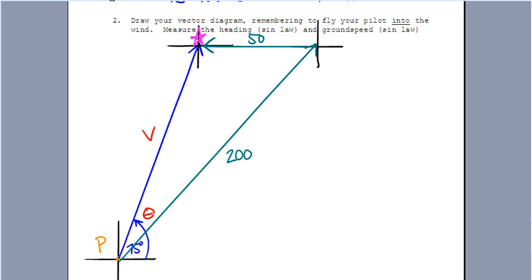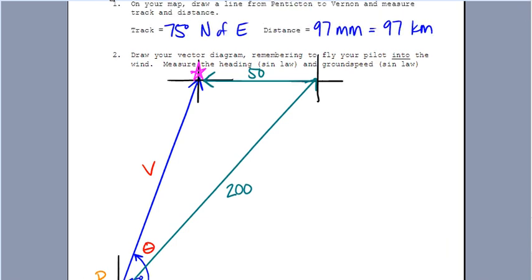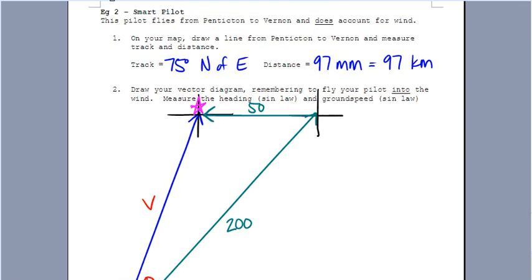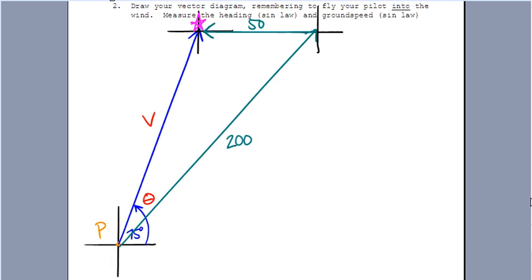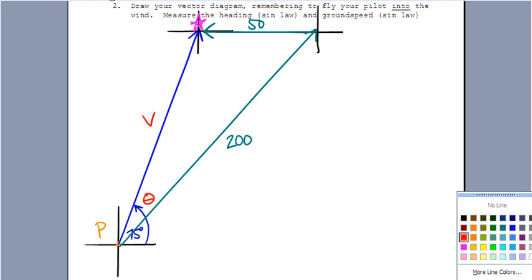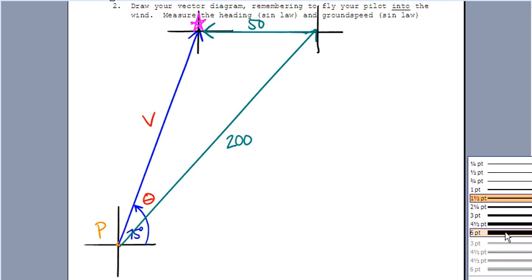Before we get going here, I can tell you that a smart pilot, S for smart, S for sine law. You only use sine law for smart pilots. You don't use cosine law. That was reserved for crummy pilots. So I like sine law, so I like this one a little bit better. In order to run sine law, we need to have an angle and its opposite side where we know both of them. So here's where we play the alternate interior game again, that Z shape.